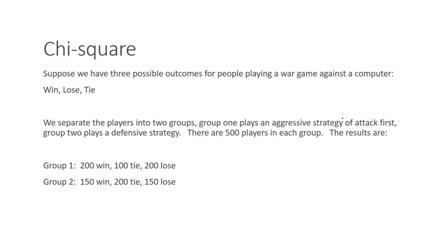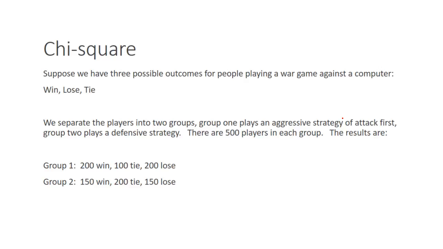So, let's try another one. Let's suppose that you're playing computer war games and there's 3 possible outcomes for people playing the game. You're playing against a friend. You can win, you can lose, or you can tie. So we separate the players into 2 groups. One group plays an aggressive strategy. The other plays a defensive strategy.